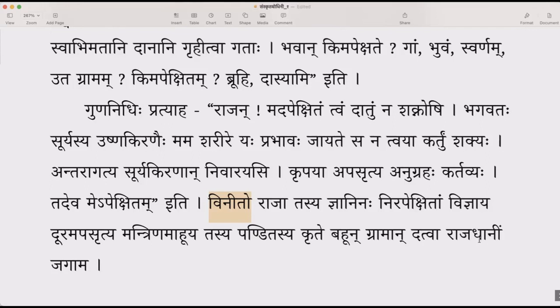Vinito Raja. Humbly, is it? One who has been humbled. Humbled King. Humbled Raja. Tasya jnaninah. So you are saying it is not an adjective. It is saying a verb. It is an adjective, but because you have the kta pratyaya here, vinitaha. He has been humbled by someone. So, panditena vinitaha raja.